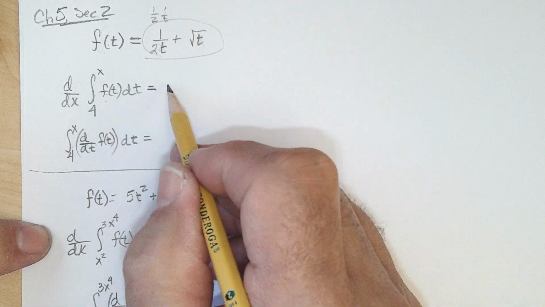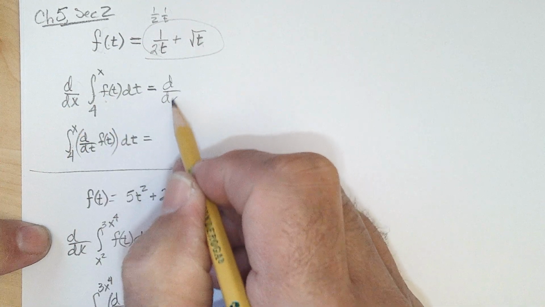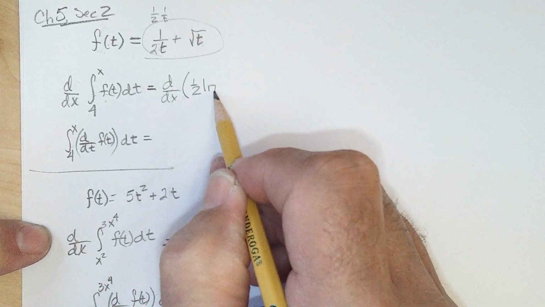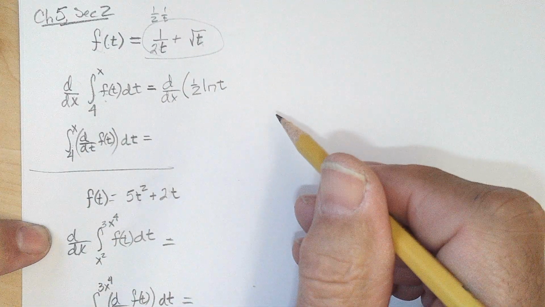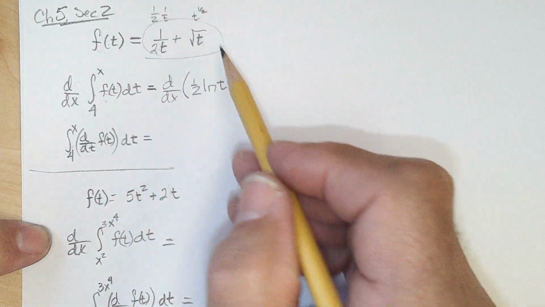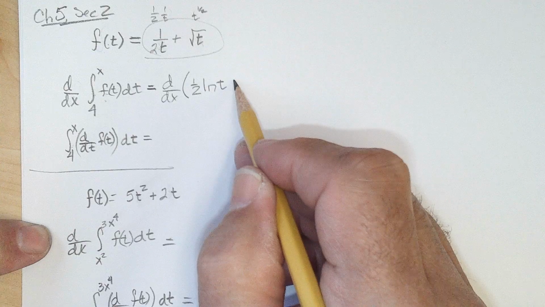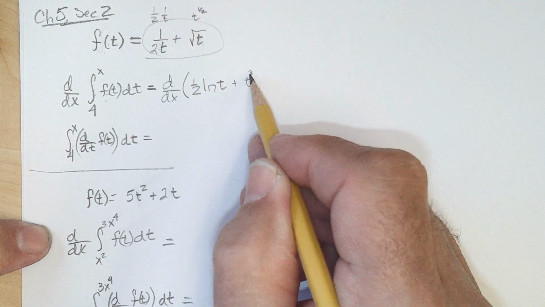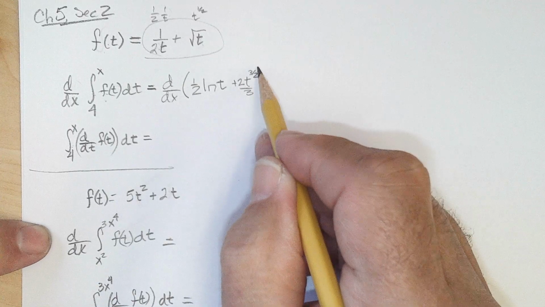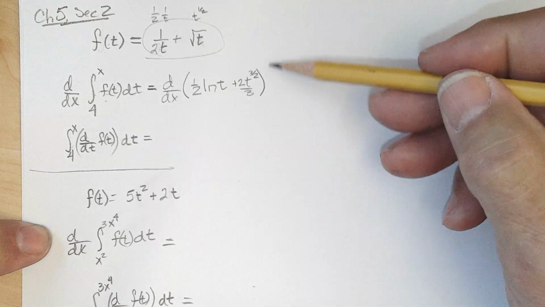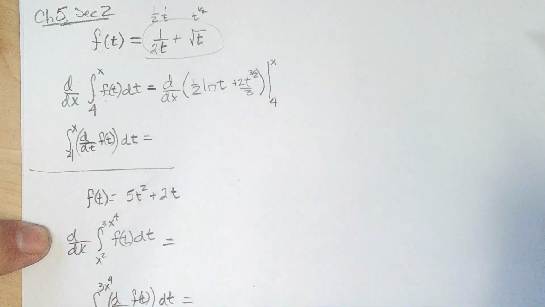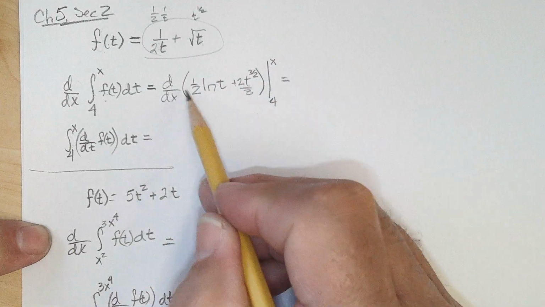So I'm not doing the derivative yet. So it's going to be 1 half ln of t. And this is t to the 1 half, so its antiderivative would be raise the power by 1. So it's t to the 3 halves divided by 3 halves, or times 2 thirds. And we're supposed to evaluate this between 4 and x. So we haven't done the derivative yet.